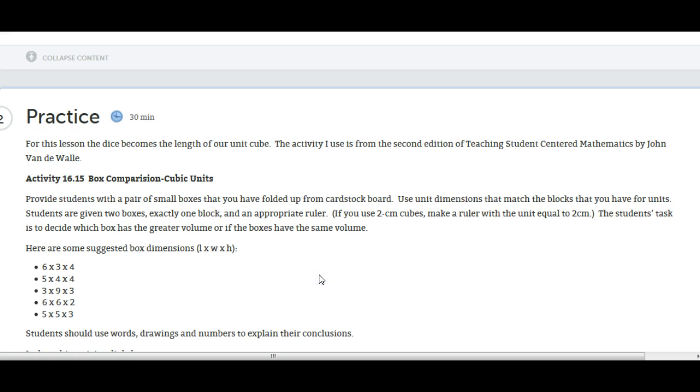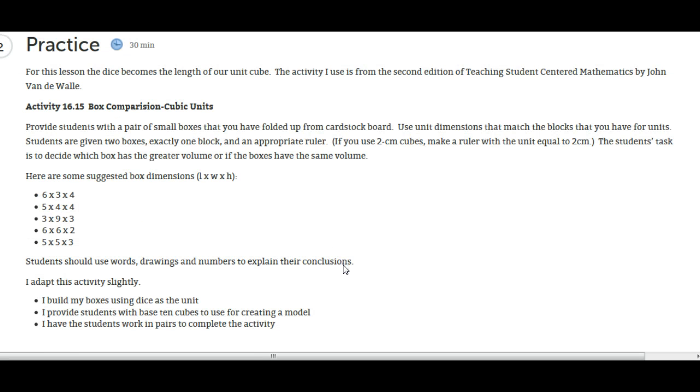So for today's activity, the students have to investigate a box using the unit cube. This lesson does require a little bit of preparation. You can use any sort of cube that you have. I just decided to use dice, but basically what you're going to do is make a box out of cardboard or cardstock or construction paper using dimensions of your unit.